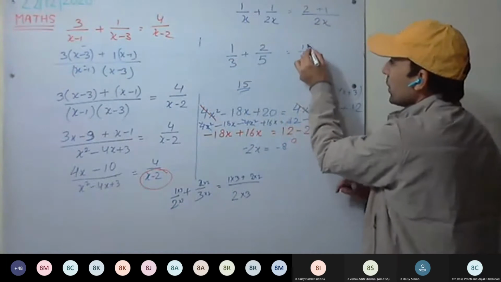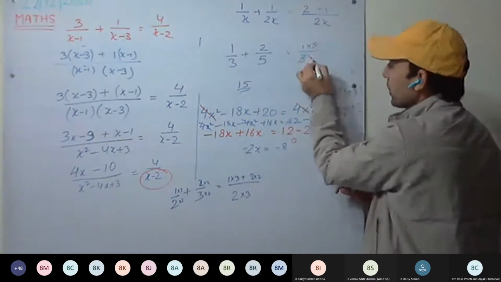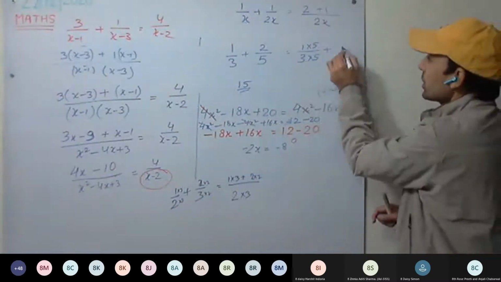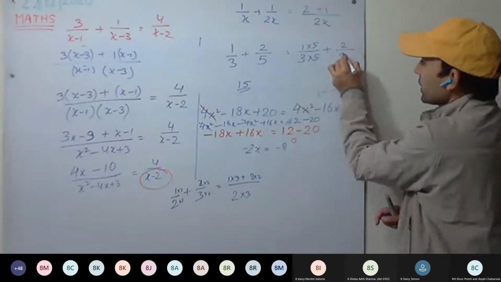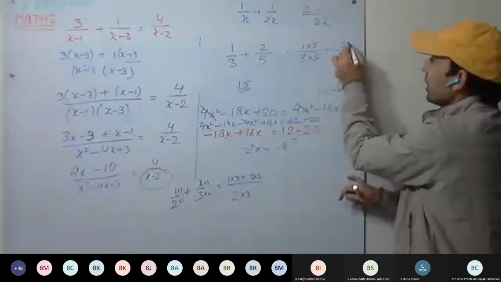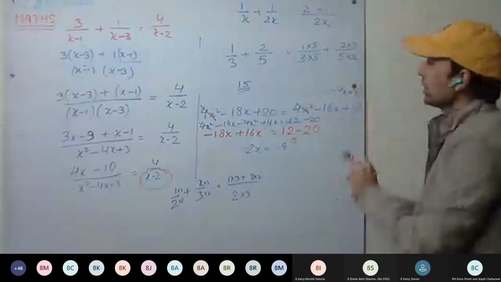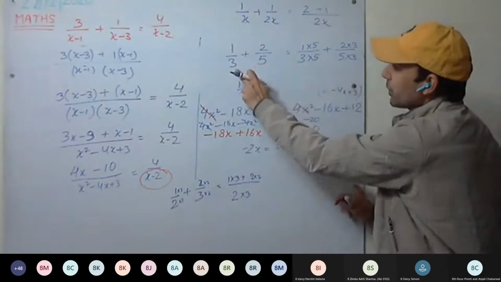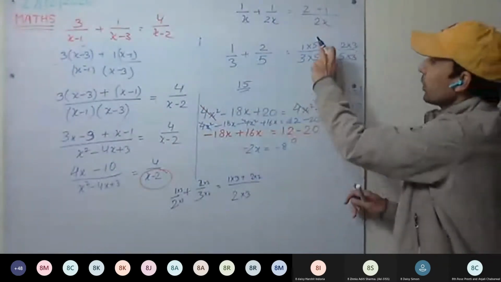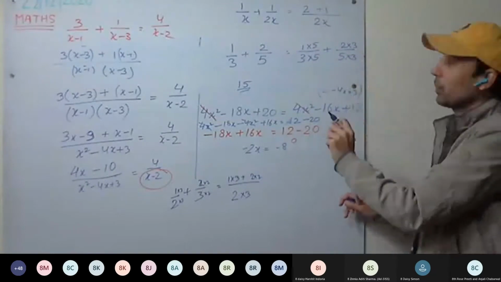To make it 15, what do you have to do? For 1 upon 3, multiply the numerator as well as the denominator by 5. Plus 2 upon 5, we have to make the denominator 15, so we have to multiply by 3. See here, we haven't changed the number. The number remains the same. It is 1 by 3 only, it is 2 by 5. We only multiplied numerator and denominator by the same number.